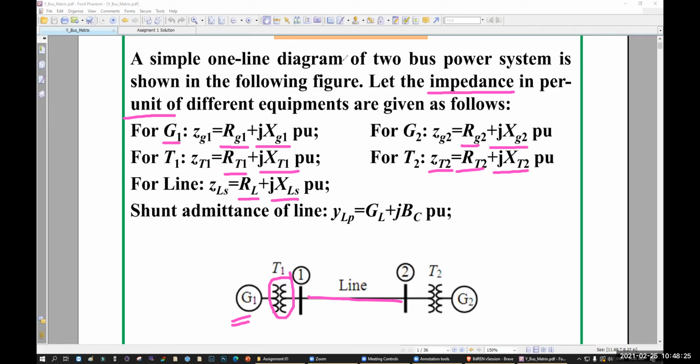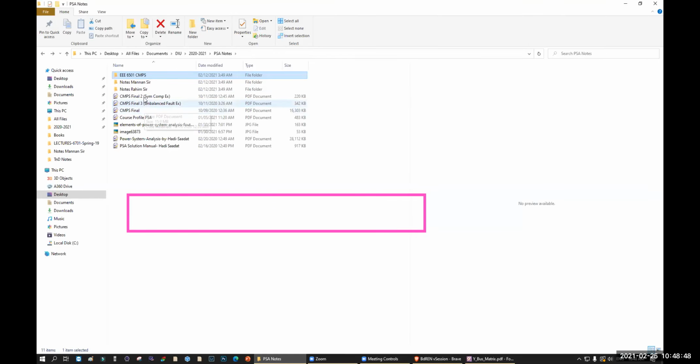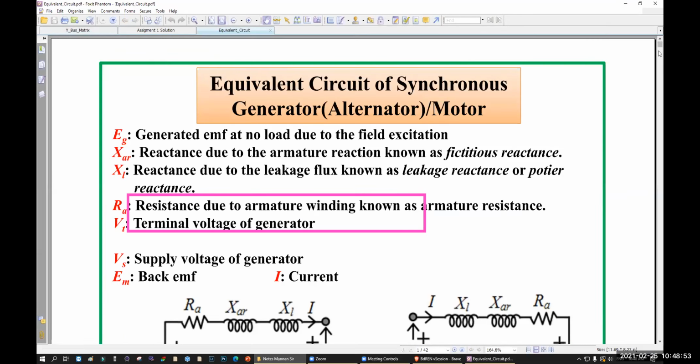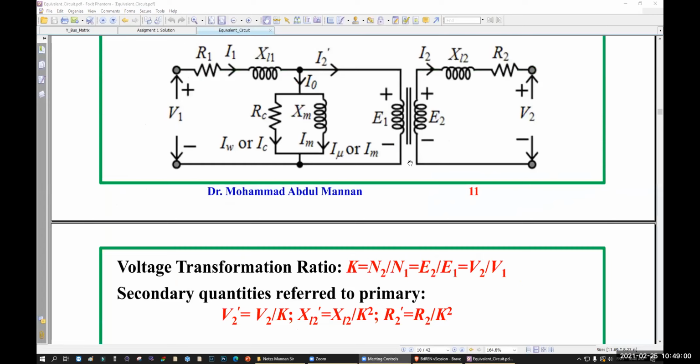Remember, this part is a bit tricky to understand. This part is going to cause a lot of problems for you, but you have to understand what this is. Remember the equivalent circuit. What is the equivalent circuit? Yes, this one. Remember the equivalent circuit of the transmission line.